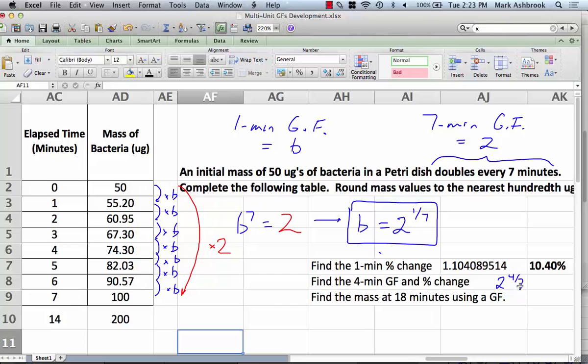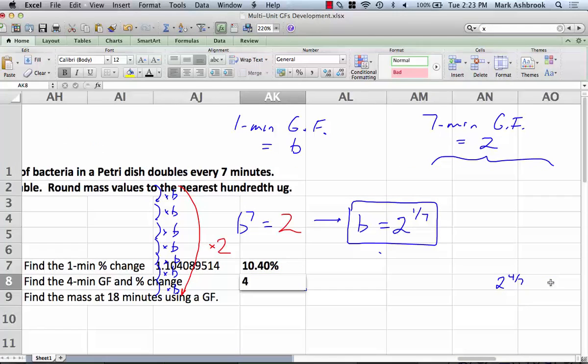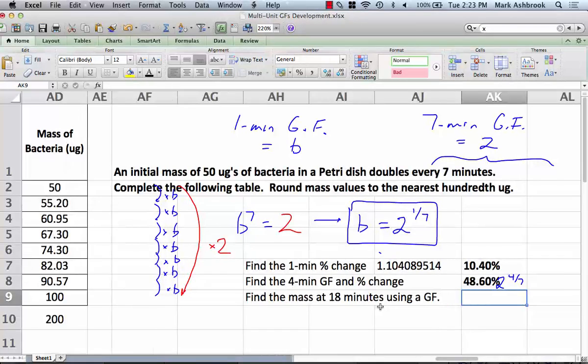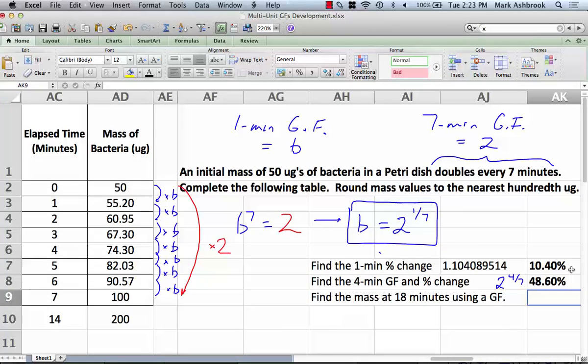And when we do that, what do we get? What do you get for that 4-minute? Anyone got a decimal approximation for the 4-minute growth? 1.486? Which gives us a percent increase of 48.6? Okay, so that's the 4-minute growth factor and percent change.